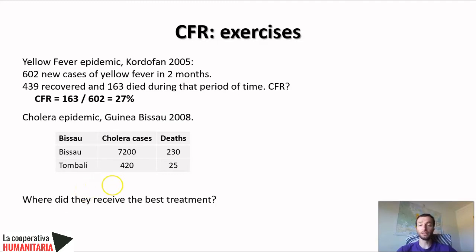Great. If you did it correctly, the calculation would give, in Bissau, a 3.2% case fatality rate, and in Tombali 5.9%. That means that Bissau, even though they have many more cases and many more deaths in total, treated their cases better, so the case management was better. But in Tombali, there were few deaths, but the total population was low. So it's a higher case fatality rate, meaning worse case management, for example. Okay, you see that this indicator helps us to understand something like case management.